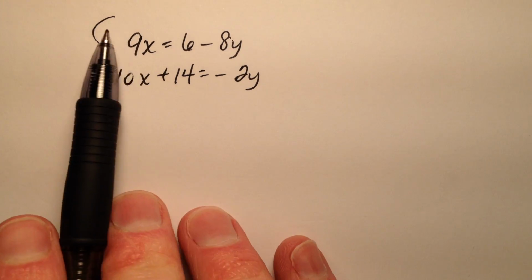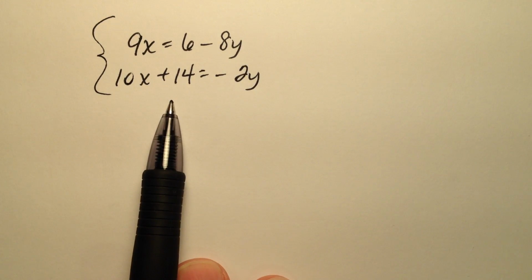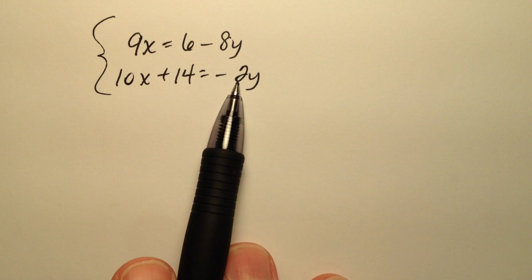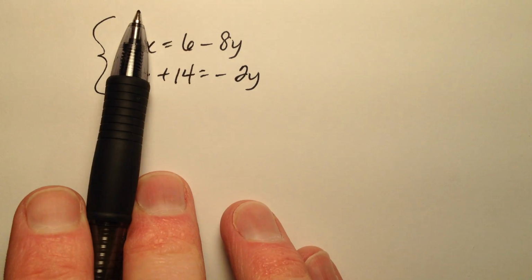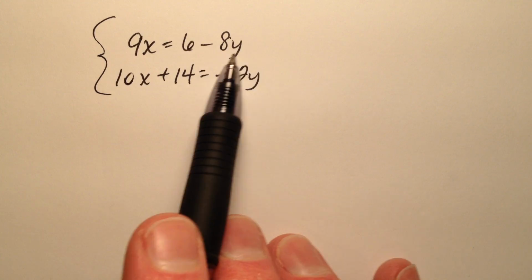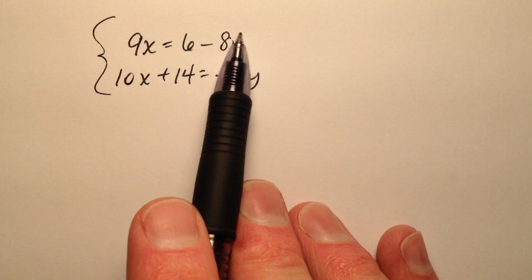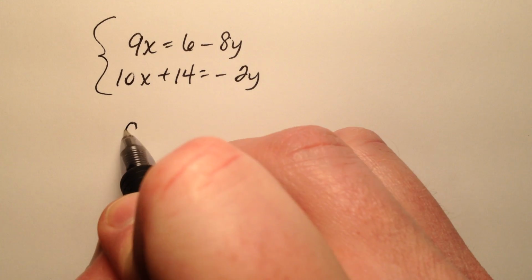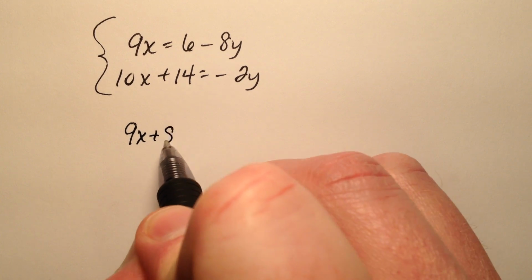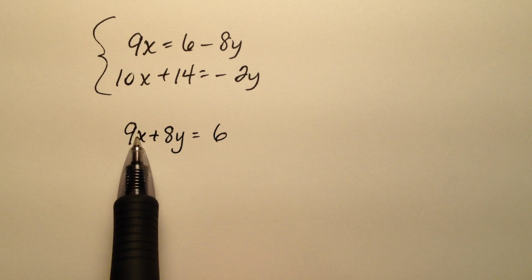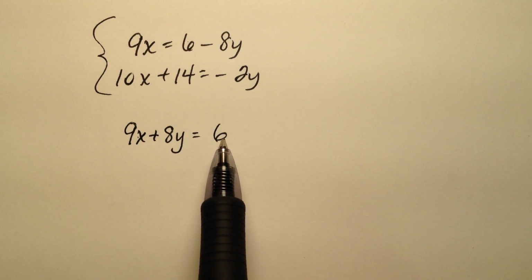In this example, we're going to solve this linear system using elimination. So the first consideration that we need to make is to ensure that both of these equations are written in standard form. So we have x, y, and then equals a number. As I look at this first equation, this negative 8y, which is on the right side, needs to bounce over here to the left side. We're going to do so by changing its sign, by adding 8y to both sides. And the 9x stays on the left, and the 6 stays on the right.